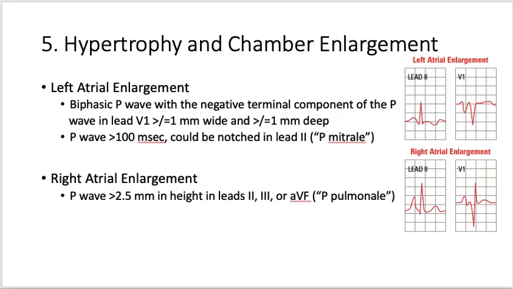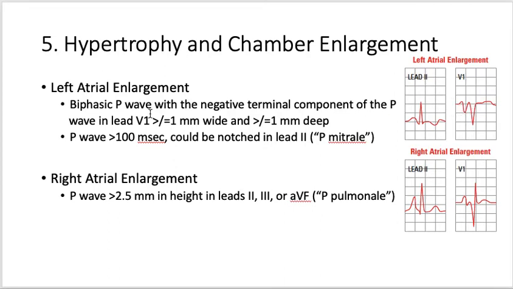And just quickly touching on atrial enlargement, not as important, but something to know that it does exist. For the criteria for left atrial enlargement, you usually see a biphasic P wave with the negative terminal component of the P wave in V1 greater than or equal to 1 mil wide and 1 mil deep. So in V1 we see here a slight upstroke of the P wave, but then this bigger, sort of notched negative portion, that's the deeper and wider part of the P wave.